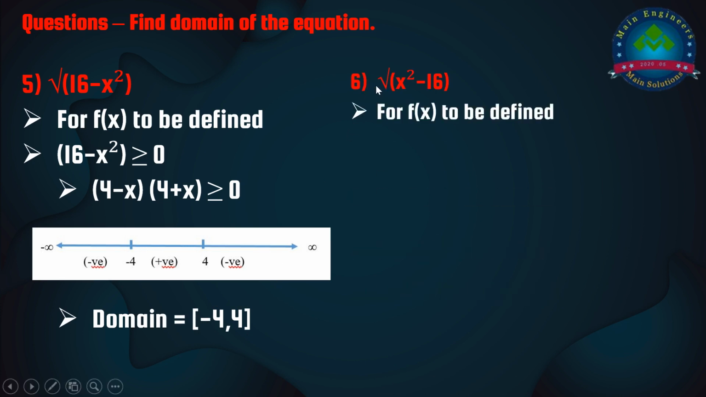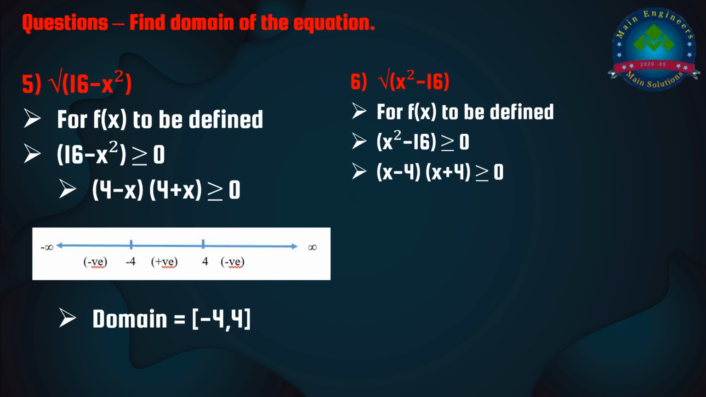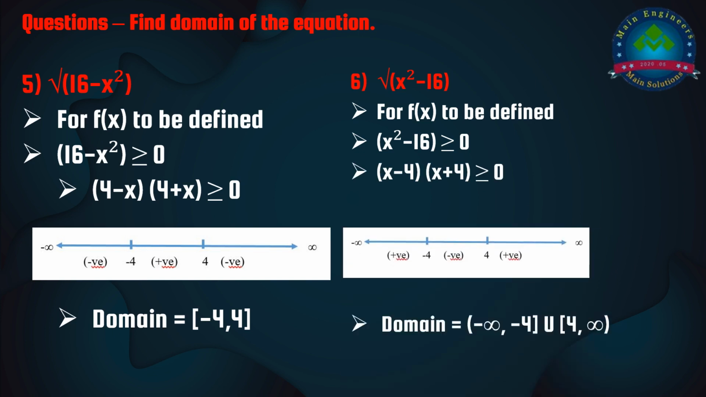Sixth question. Again, the root over x square minus 16. For f(x) to be defined, again anything inside the root is going to be either 0 or greater than 0. So we can use the same. x square minus 16 is going to be greater than or equal to 0. Again, it is in a square minus b square form, so (a plus b)(a minus b): (x minus 4)(x plus 4) is greater than or equal to 0.